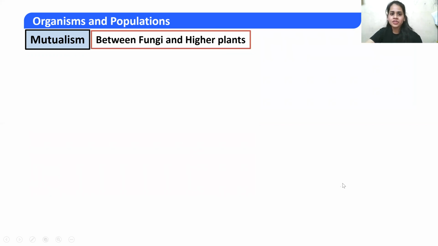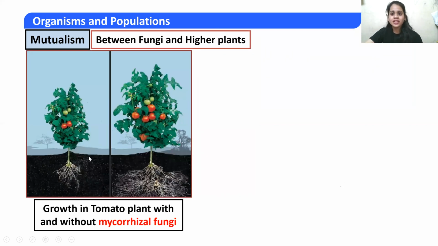Another example is between fungi and higher plants. So you can see two images in front of your screen. The first is a normal tomato plant, and the second is a tomato plant which has mycorrhizal fungi in its roots. Okay, so you are going to study about mycorrhizae also in one of my videos. I hope you are all watching all the videos of ours so that you get a lot of benefit. Okay, so in the first image you can see a normal tomato plant, and in the second image you can see a tomato plant with mycorrhizal fungi. You can see the difference itself in the image.